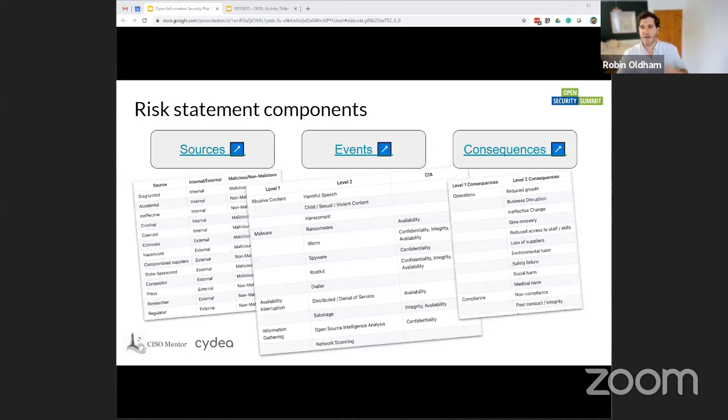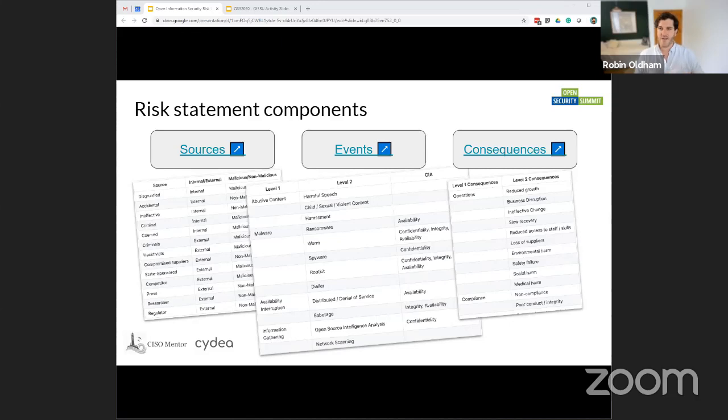And so, sources: we've included a classification simply as internal versus external, malicious versus non-malicious. The events are largely drawn from a review that ENISA did of all the European CSIRTs, incident response teams, and how they categorized incidents. So again, internal or external, where external might be outside the scope of your control. A good example there would be regulatory change. You might be trying to influence that by lobbying, but largely it's outside of your organization.